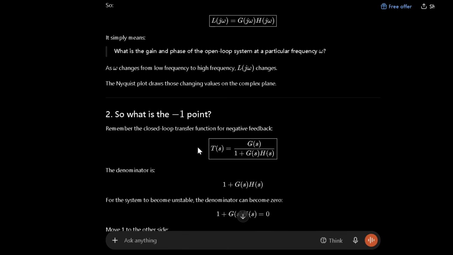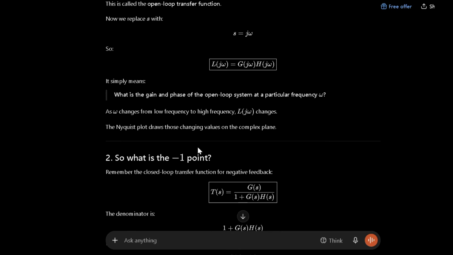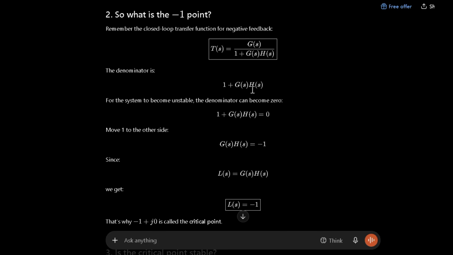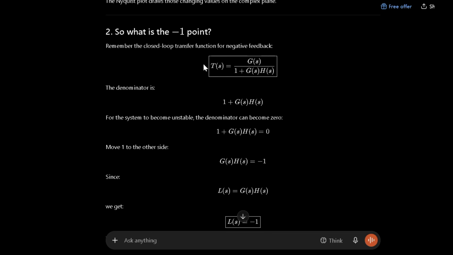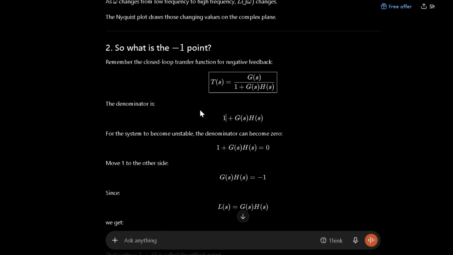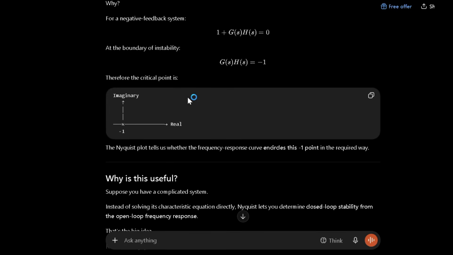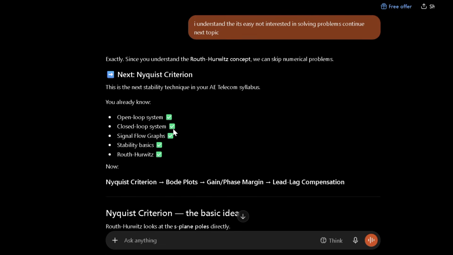So what is the minus 1 point? Here T(s) equals G(s) over 1 plus G(s) into H(s). The denominator is 1 plus G(s) into H(s). So this is the closed loop transfer function formula. Why do we calculate the transfer function for closed loop or open loop? Let's cover open loop and closed loop.